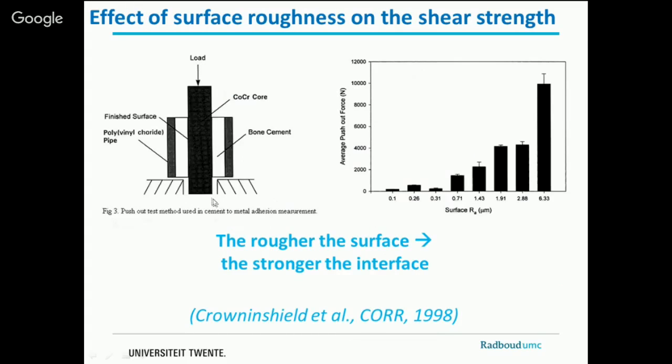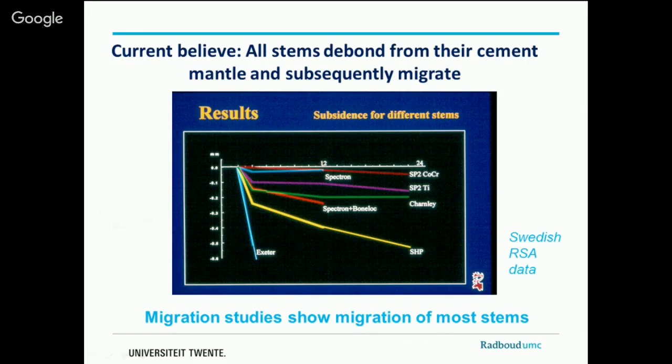You can do a lot of testing and make this implant rough and then check what the push-out force is between the stem and the cement. If you increase the roughness, you also increase the load. That's not a surprise. So the rougher the stem, the stronger the interface. People have published that a long time ago. So we should make it rough to make it strong.